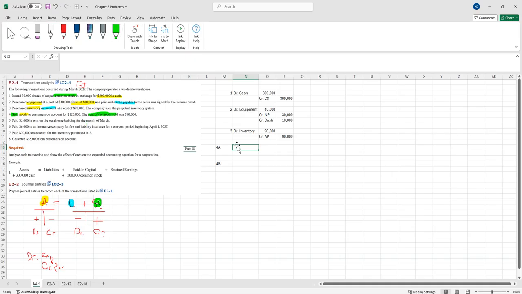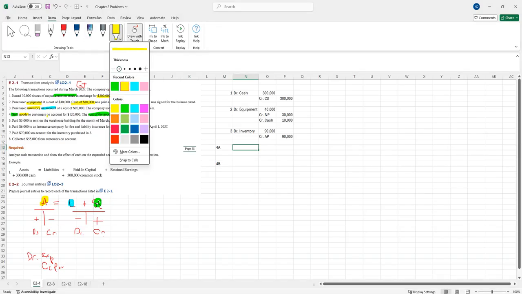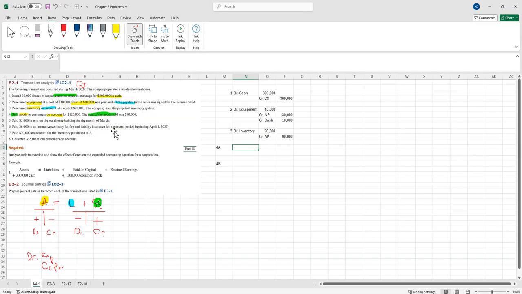So to do this, the first thing we'll do is record the sale. They tell us it was on account. What that means is we will debit accounts receivable and credit revenue, and this will be based off what we sell it for, 120.